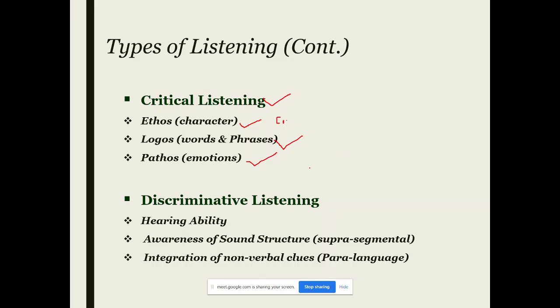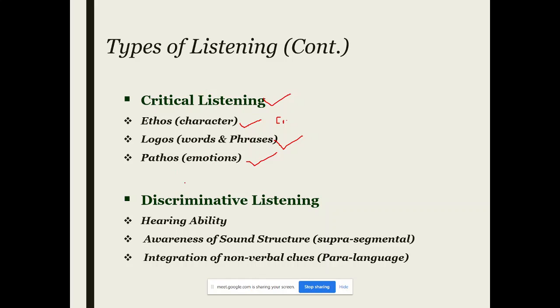So this is how pathos is practiced, and therefore in order to be a good listener we need to understand what kind of tactics are played when the speaker chooses to appeal to the emotions of the audience. So therefore, this is also one very important type of listening.